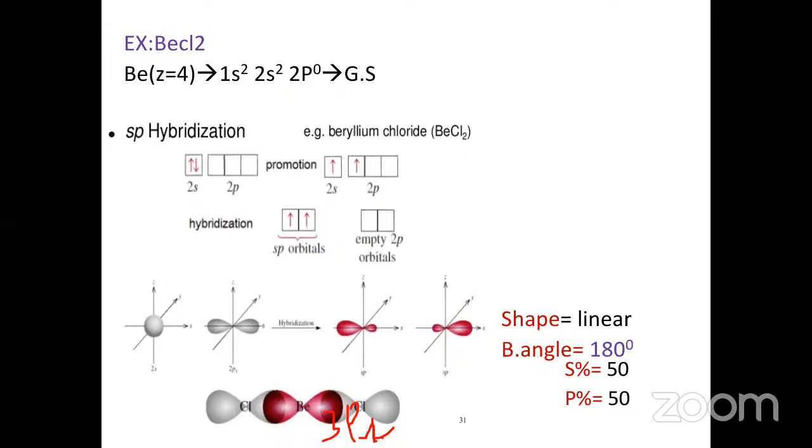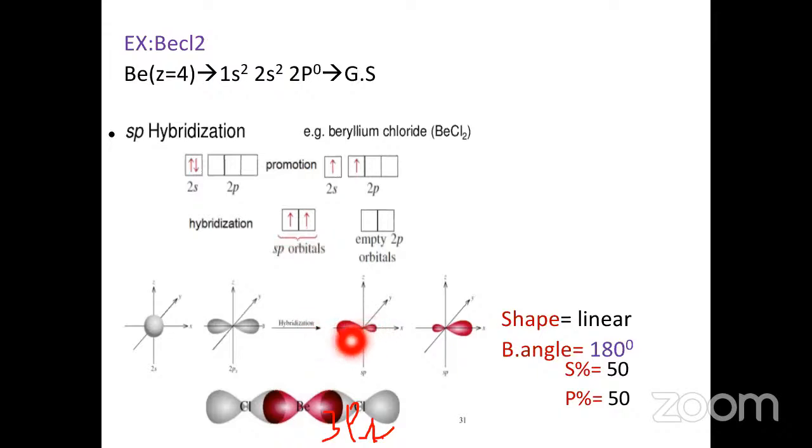In BeCl2, beryllium is the central atom because it has the least electronegativity value when compared to chlorine. The beryllium atomic number is 4. Its electronic configuration is 1s2, 2s2 and 2p0 in the ground state. But in the excited state, one 2s electron enters into the 2p orbital. Then the 2s orbital and one 2p orbital of the beryllium atom intermix to form two sp hybrid orbitals, each with an unpaired electron.